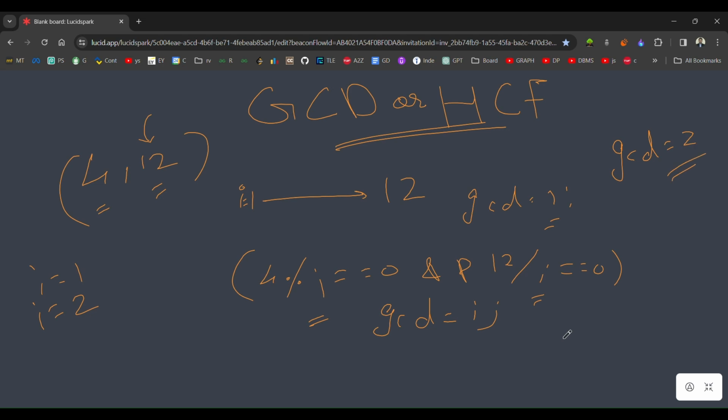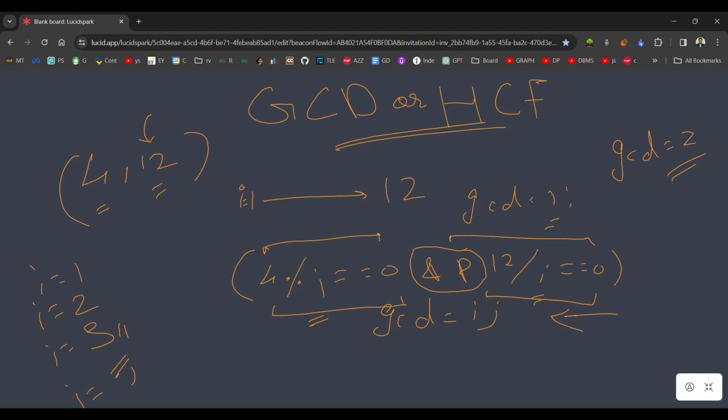Let's maintain GCD here. Why? Because 2 divides 4 and 2 divides 12 completely, which means 2 is a factor of 12 and 2 is a factor of 4 as well. And then moving forward, when I equals 3, it won't go inside this block. Why? Because 3 is not a factor of 4, but 3 is a factor of 12. But still, since there is an AND operation, both the statements should be true. So 3 is not a common factor, right?